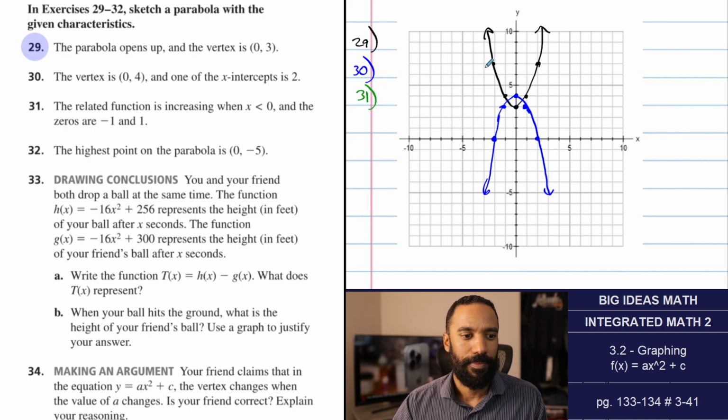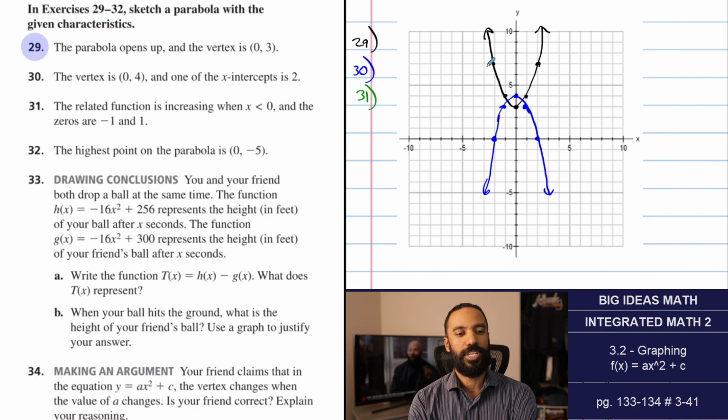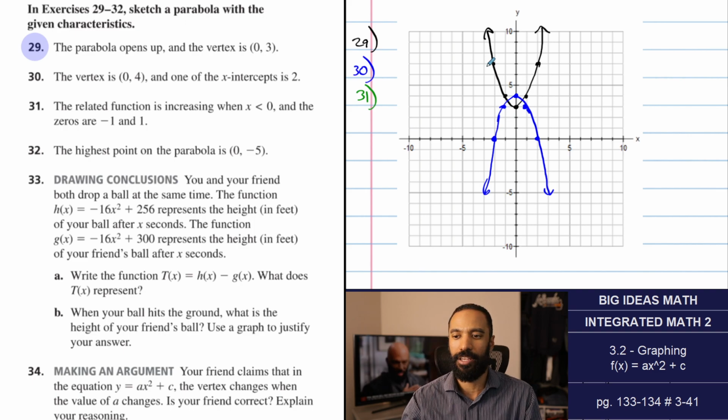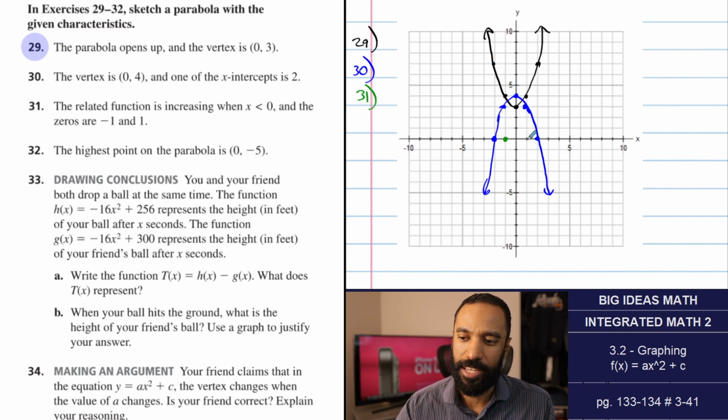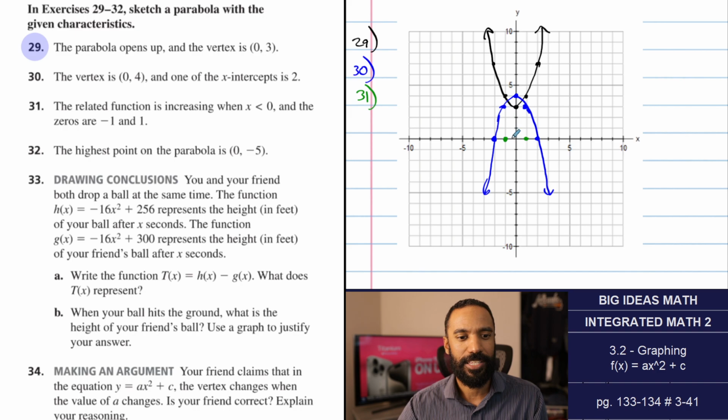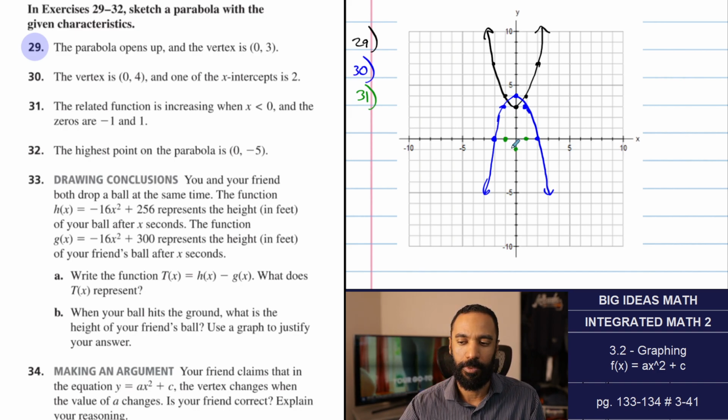Number 31: The related function is increasing when x is less than 0, and the zeros are -1 and +1. So the zeros are the x-intercepts, these guys here. They say it's increasing when x is less than 0, which means this graph goes upward. So, for example, I can do the 1, 1, 2, 4 and hit some of those points. I can hit them like that, and that ends up being another graph. So it's increasing to the left of the vertex.